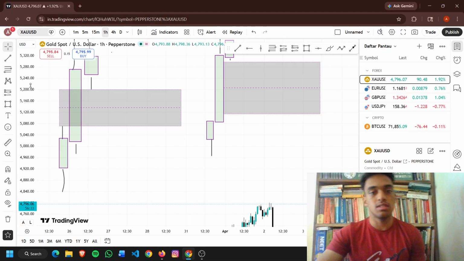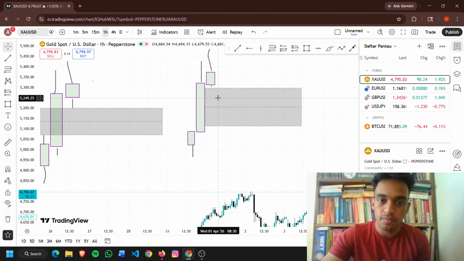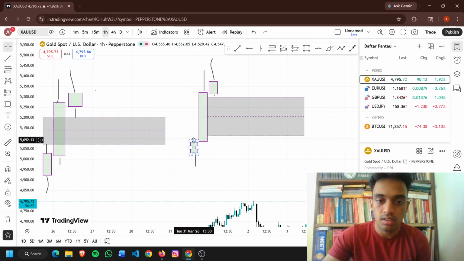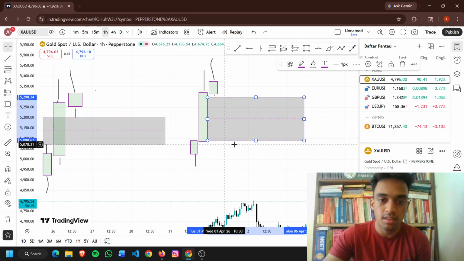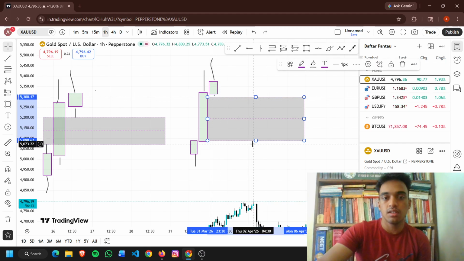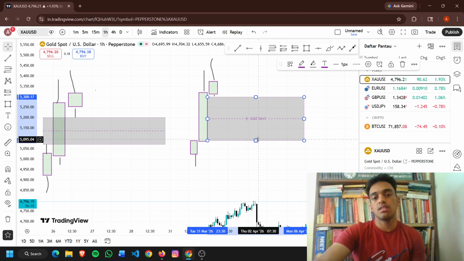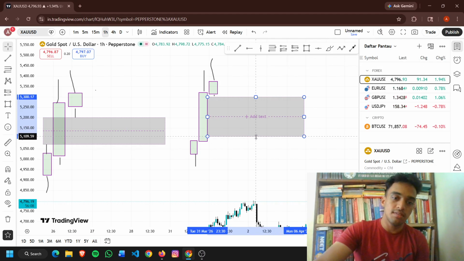So this is so easy. See, another example. There is no wick. If you don't have any wick, then this entire thing is a fair value gap. There is a small wick over here. So yeah, this is called a fair value gap.